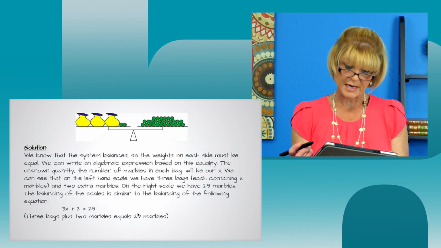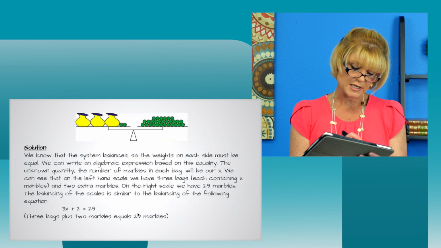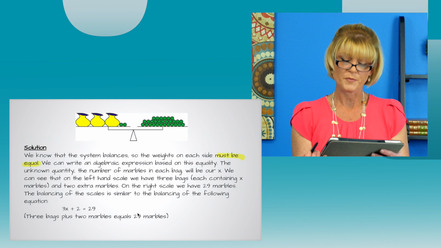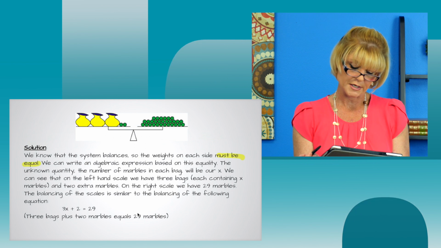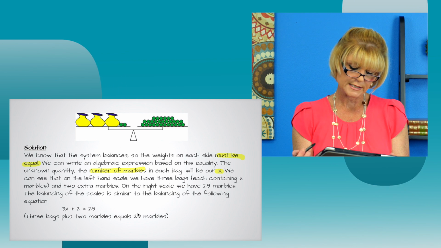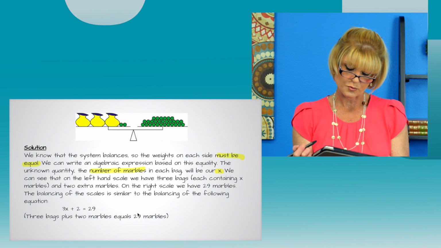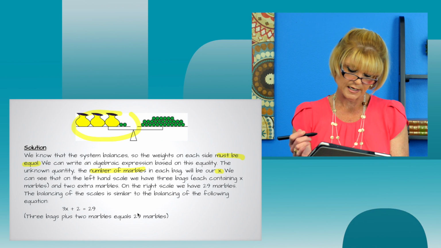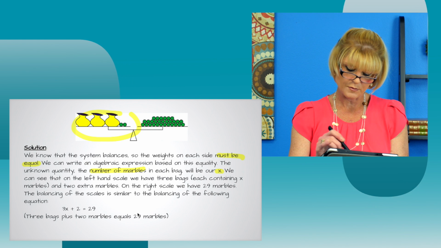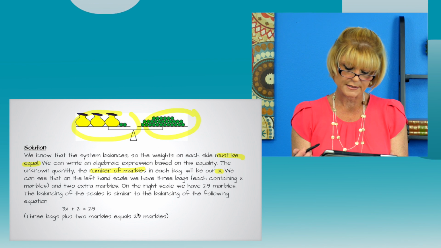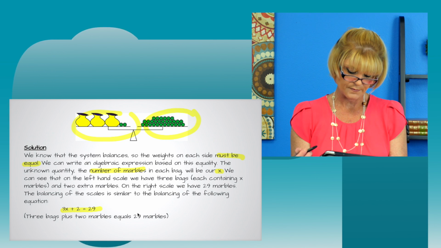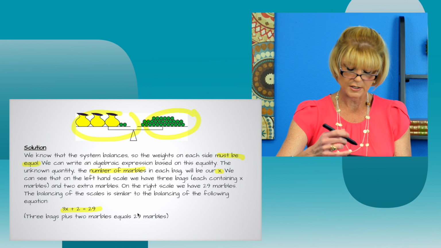We know that the system balances, so the weights on each side must be equal. We can write an algebraic expression based on this equality. The unknown quantity, the number of marbles in each bag, that's going to be our x. On the left-hand scale, we have 3 bags, each containing x marbles, and 2 extra marbles. On the right scale, we have 29 marbles. The balancing of the scales is similar to the balancing of the following equation: 3x + 2 = 29, which means 3 bags plus 2 marbles equals 29 marbles.